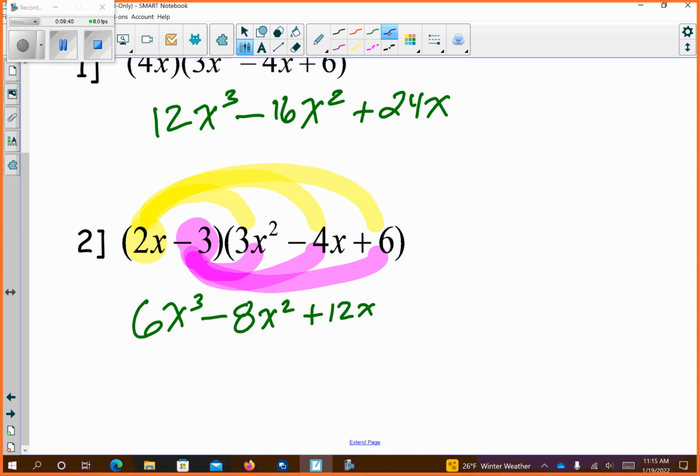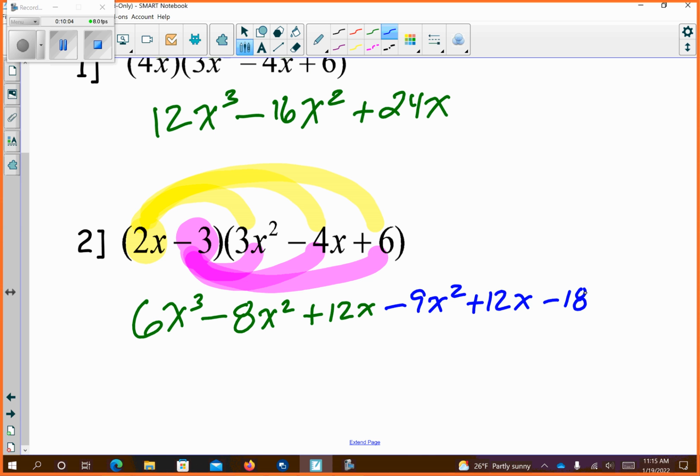Okay. I'm going to change colors. So now I'm going to go negative 3 times 3x squared is negative 9x squared. Negative 3 times negative 4x is positive 12x. Negative 3 times 6 is negative 18. Okay, the problem is not done, but did you follow the math that I did?